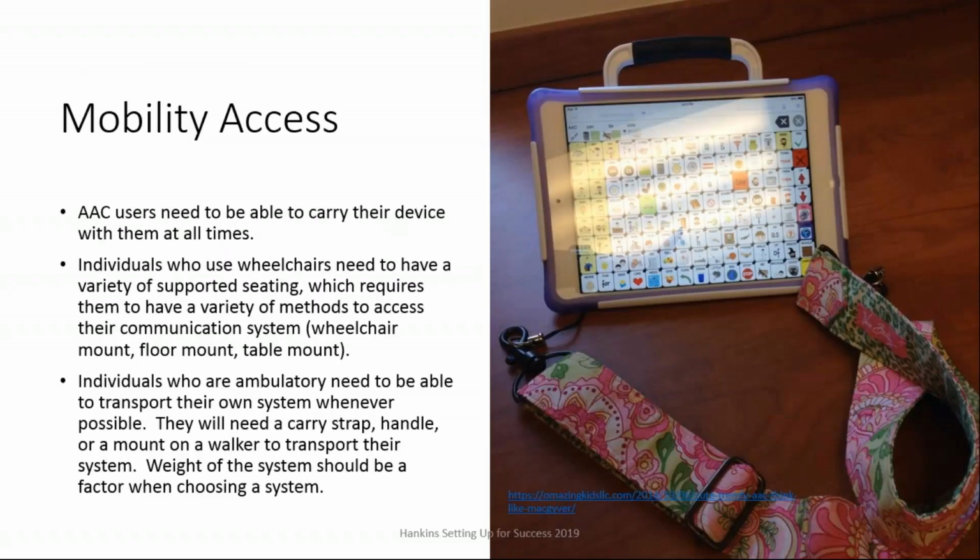Mobility access too is a factor. AAC users need to be able to carry their device with them all the time. So you need a comfortable shoulder strap. Individuals who are ambulatory need to transport their own system. So they'll need a carry strap, a handle, a mount on their walker, like we talked about before. But then the weight of the system needs to be a factor when you're choosing all of that. So sometimes an iPad might be the lightest option that you can get.